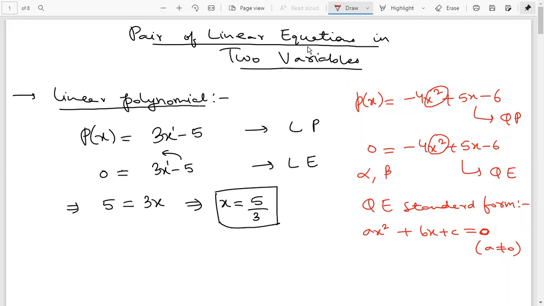So similarly, a linear polynomial will become a linear equation. Correct. Then we can find the zero value, only one zero, because one zero means one value of x, because we have degree 1.